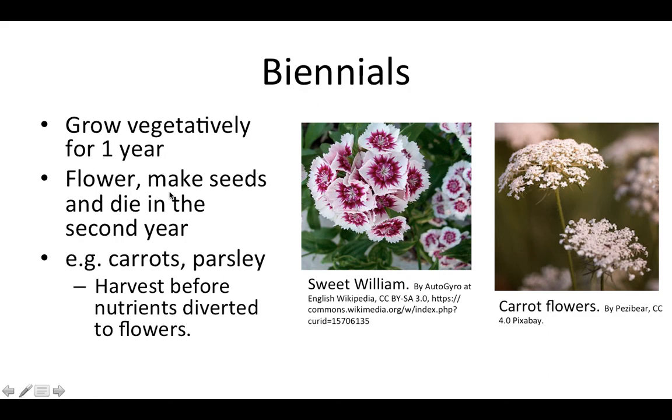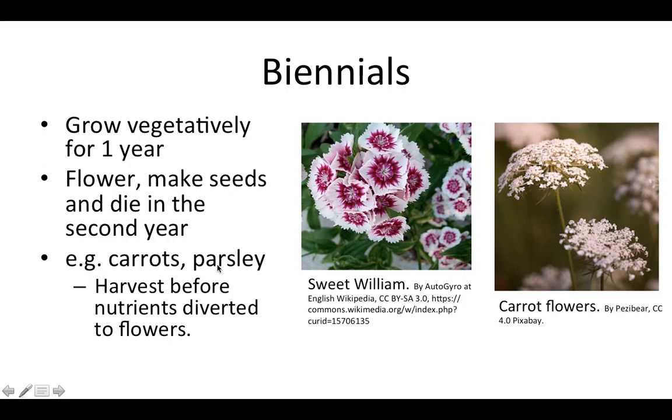They use all of their energy and nutrients to make seeds, and once they've done so, then they are monocarpic, so they die. The only difference here between an annual and a biennial is that they do this in year 2 rather than year 1. Some examples of this are carrots and parsley. These are both in the parsley, or rather in the carrot family.